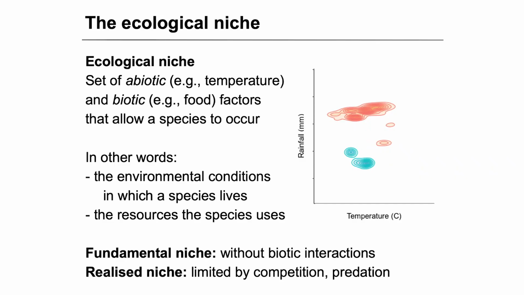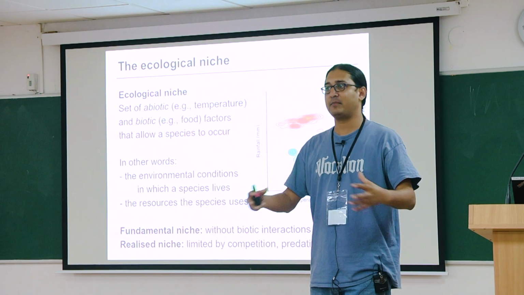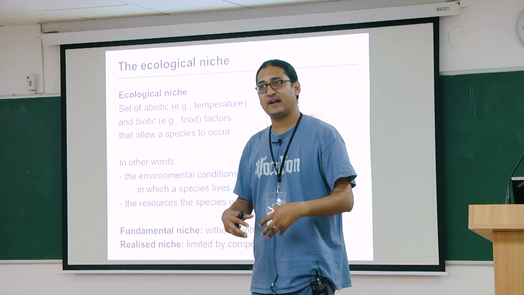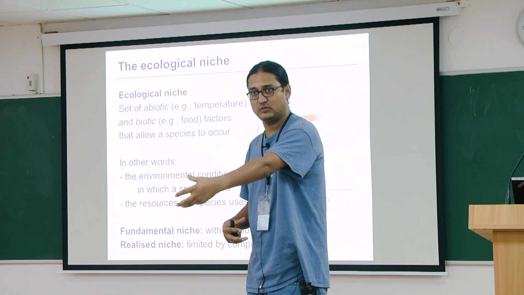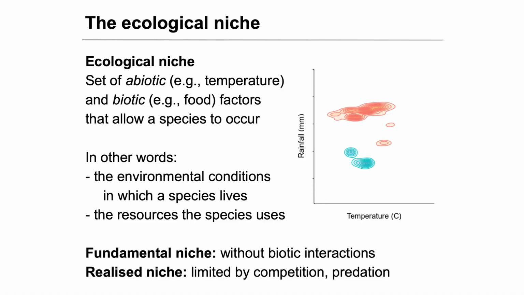Now we get to a concept that's very, very important in community ecology, which is called the niche. The niche is the set of abiotic and biotic factors that are required for a species to occur. Abiotic factors meaning factors in the environment like temperature, rainfall, and so on. Biotic factors are things like the availability of resources. So how much food is available, for example. So I just want to show you this graph. There's temperature on the x-axis, rainfall on the y-axis, and these are the niches of two species. So what can you say about the niches of these two species?